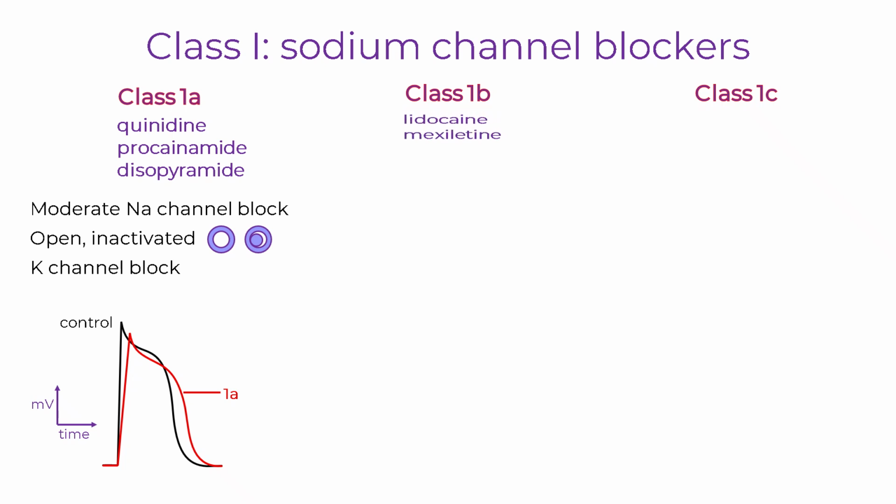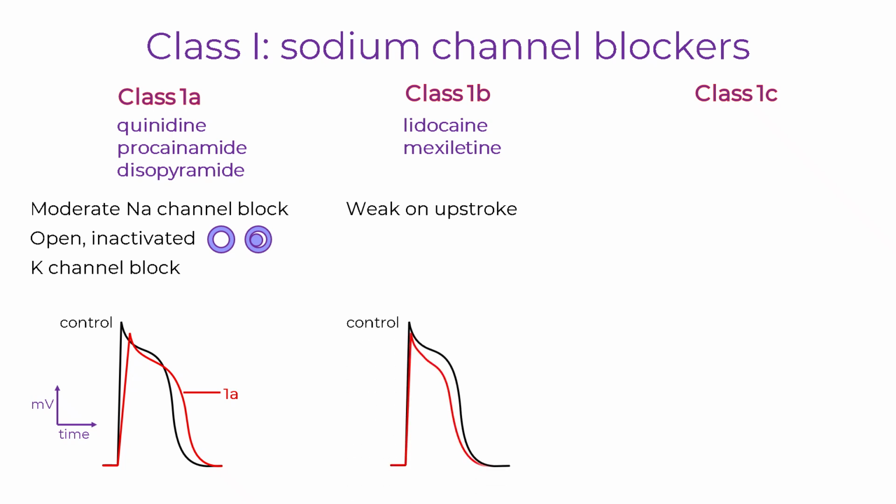Class 1B drugs, including lidocaine, have weaker effects on the upstroke, but tend to shorten the action potential, particularly in depolarized or ischemic tissue. That is because they preferentially block sodium channels only after they have inactivated. As a result, they have little effect during the upstroke, with block accumulating later in the action potential and suppressing late sodium influx that would otherwise oppose repolarization.